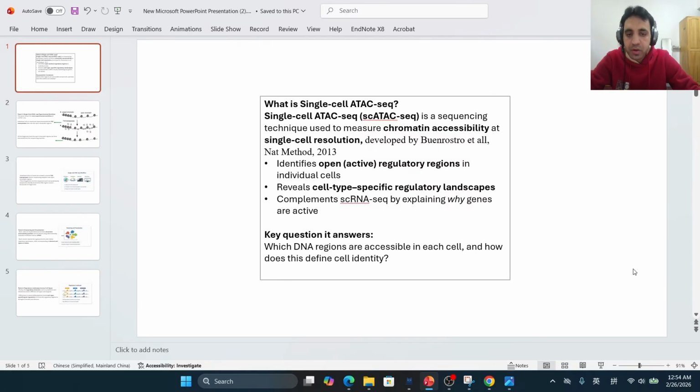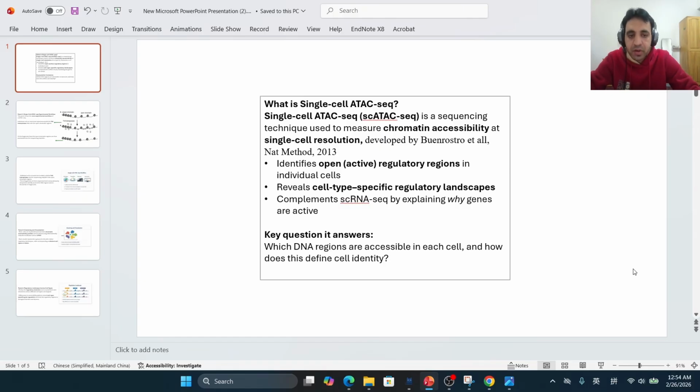Before we get started with the practical session of single-cell ATAC-Seq data analysis, first of all, we will discuss the theoretical part of single-cell ATAC-Seq data analysis and the working principle behind this analysis. So before going into deeper detail, first of all, let me tell you what single-cell ATAC-Seq data analysis is and what it does.